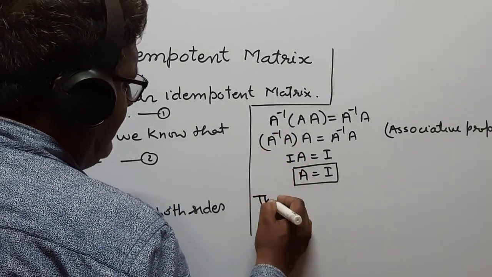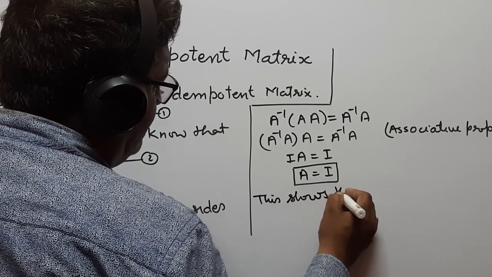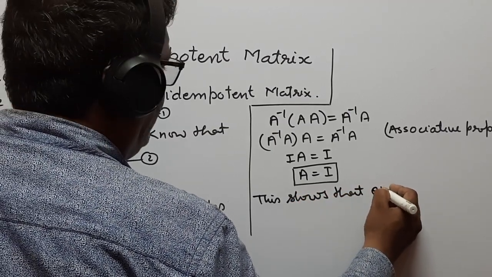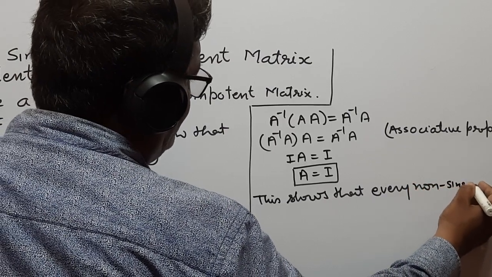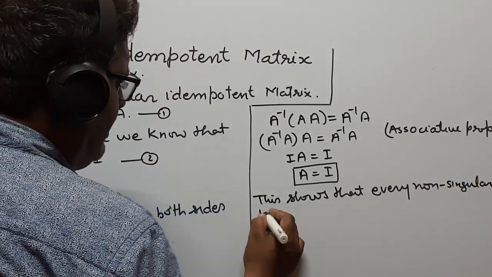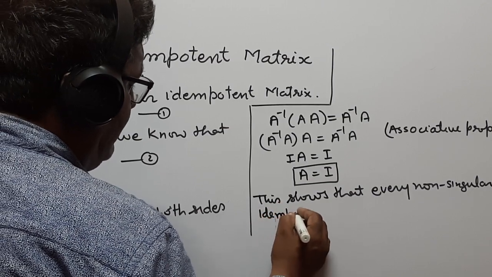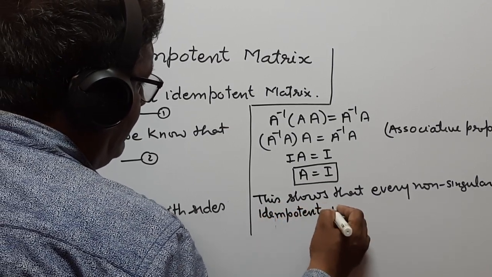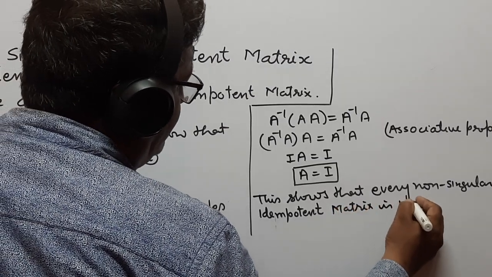So this shows that every non-singular idempotent matrix is an identity matrix.